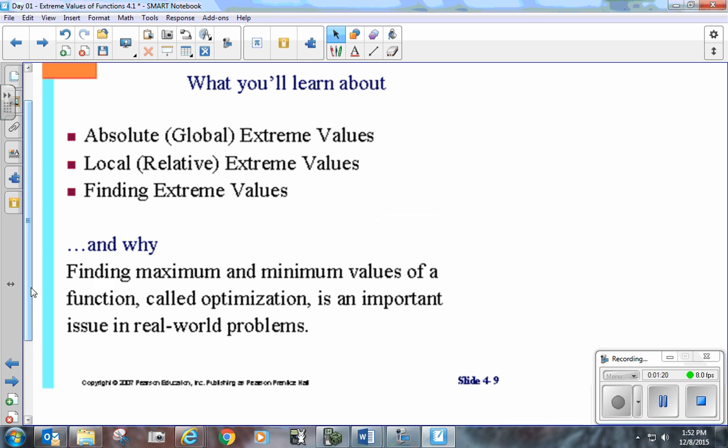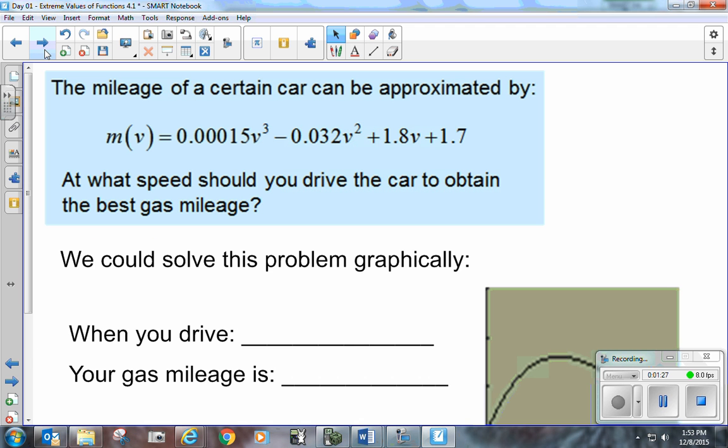And it's important for real world problems. This is where calculus really comes into play for real world problems with maximization. So, the mileage of a certain car can be approximated by this function here. Mileage with respect to v, which means velocity, okay, equals 0.0015 v cubed minus 0.032 v squared plus 1.8 v plus 1.7. What speed should you drive the car to obtain the best gas mileage?